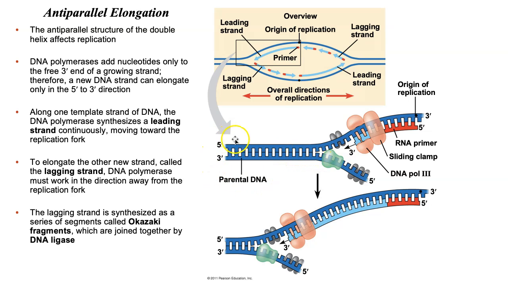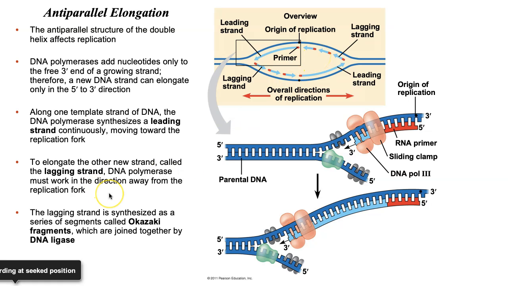The topoisomerase is in the front, continuously unwinding this DNA strand. The single-stranded binding proteins are here to make sure that this doesn't close. What's the problem over here? If we have the leading strand going toward the replication fork on this part of the top strand, this part of that top strand isn't getting replicated.